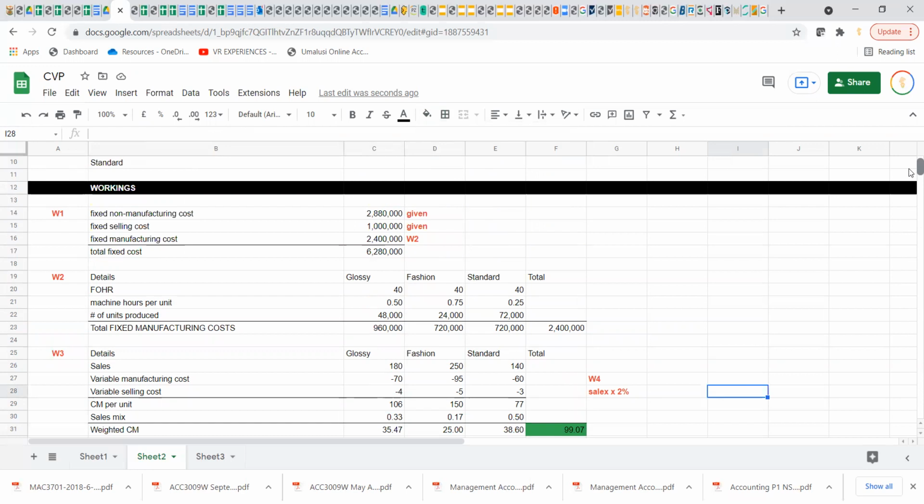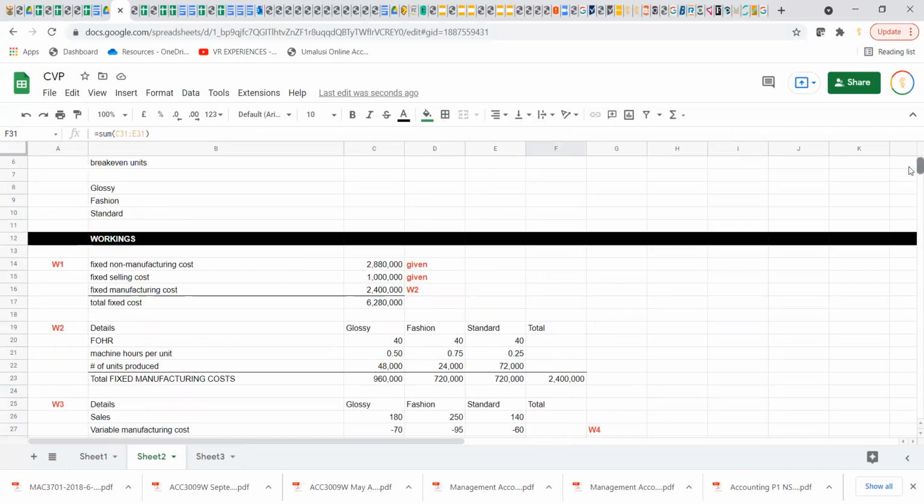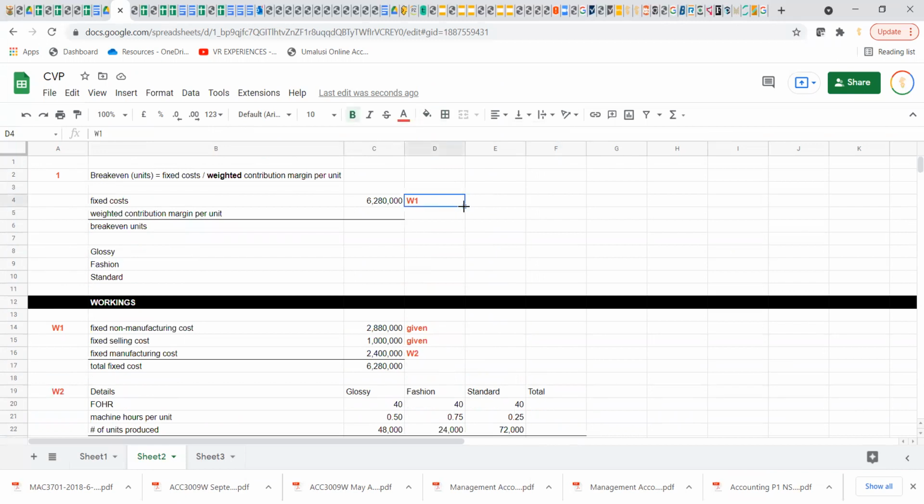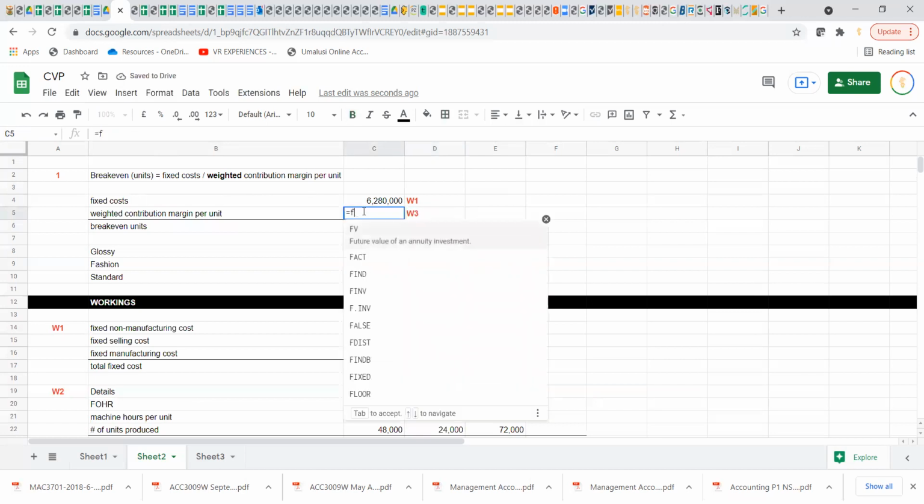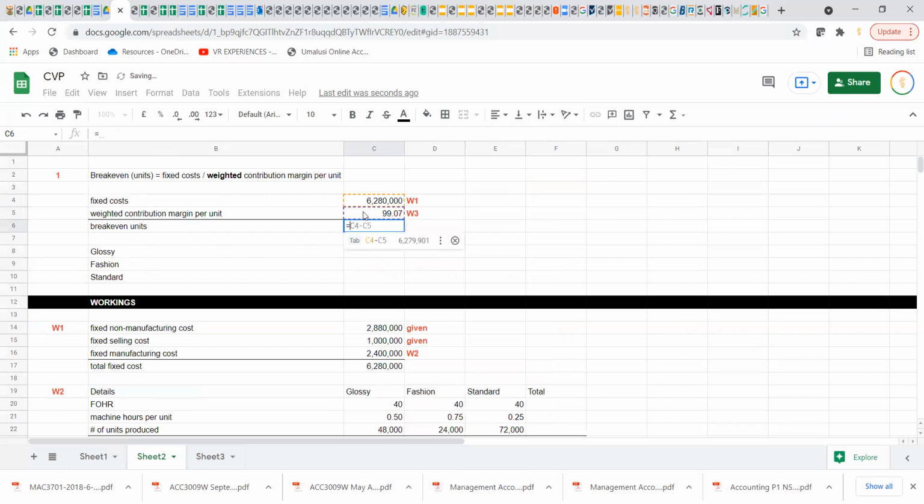So the weighted contribution is working 3, and what is this number? F31. So this here is working 3, and it is equal to F31, which is the 99 Rand. It is simply fixed costs divided by weighted contribution margin. So therefore the number of units is that. We don't round off at this point in time. We first do the split.